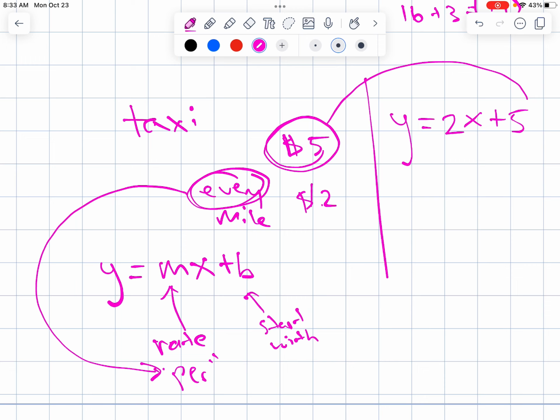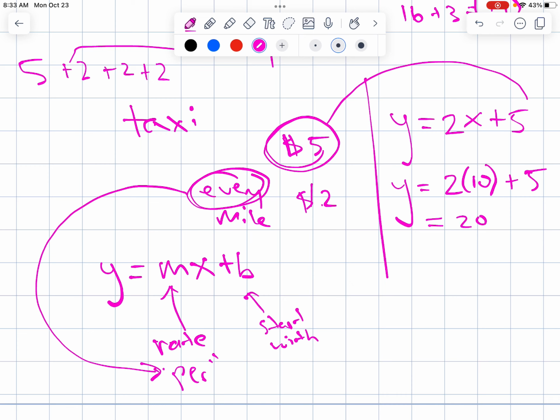Now another way of thinking about it is this. You step in a taxi and it costs $5. You drive a mile and it's $2. You drive another mile, it's $2. You drive another mile, it's $2. You drive 10 miles, then it's 2 plus 2 plus 2, ten times. So it's the same thing here. If you drove 10 miles, then it's 2 times 10, plus the $5 you get just when you step in the taxi. That's going to be 20 plus 5, 25.